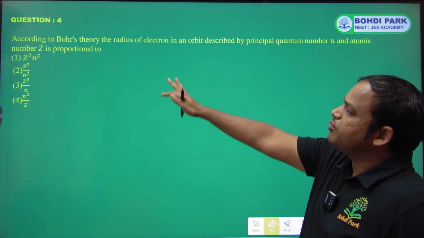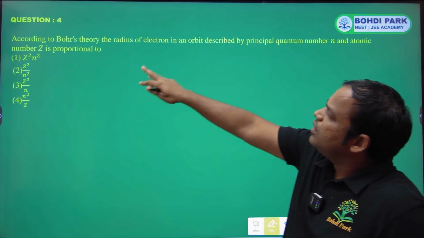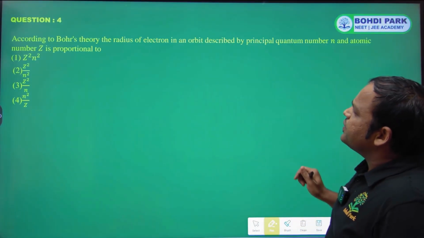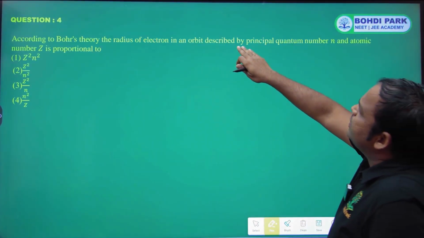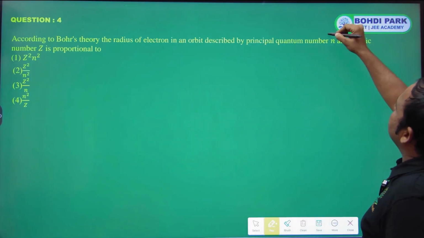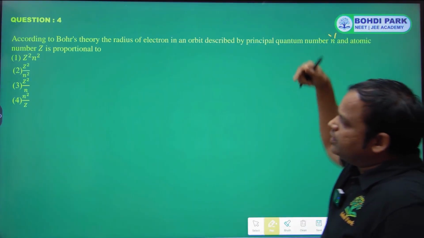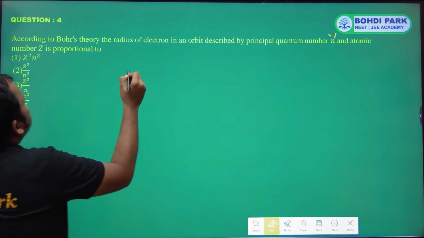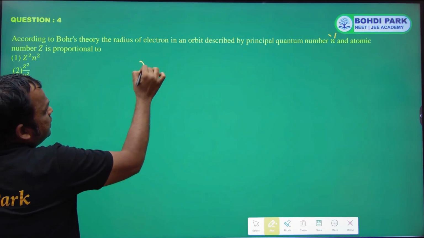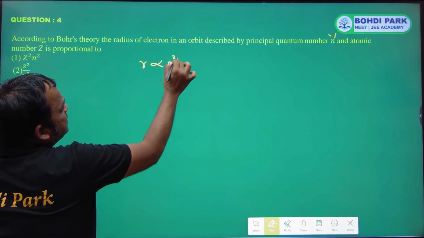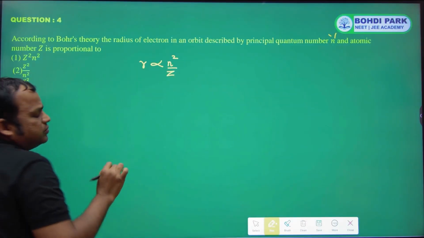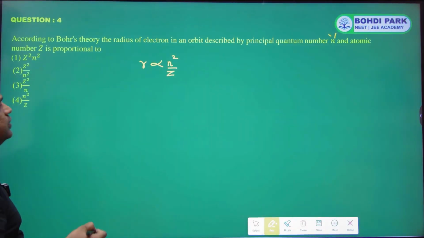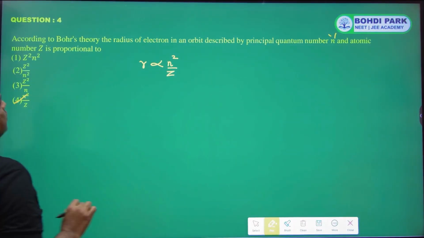Next, look at question number 4. According to Bohr theory, the radius of electron in an orbit described by principal quantum number n and atomic number Z is proportional to. So we know that r is proportional to n square by Z. So that is a direct relation. So our answer is fourth option.